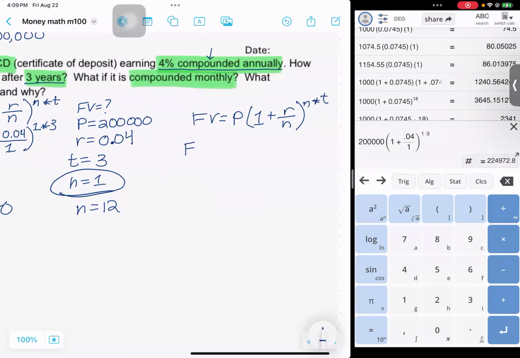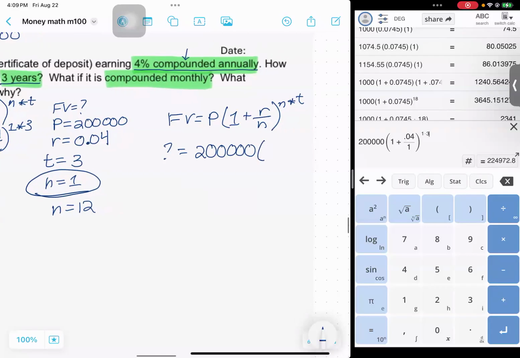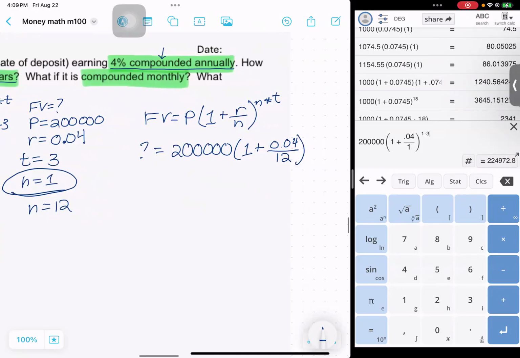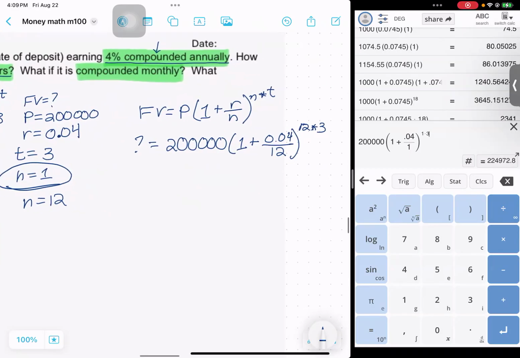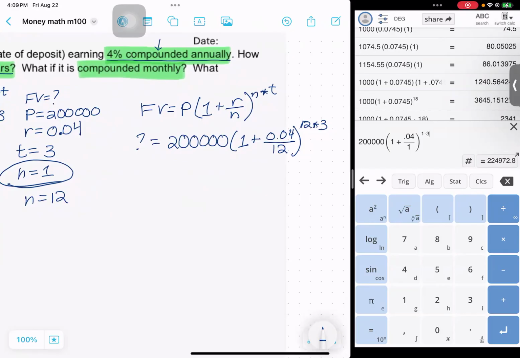And now our future value, our question mark, will equal that 200,000 times 1 plus the same 0.04, but now over 12, up to the 12 times 3 power. So that 12 times that 3, that 36 times, is up in that exponent. Up in that exponent, okay?